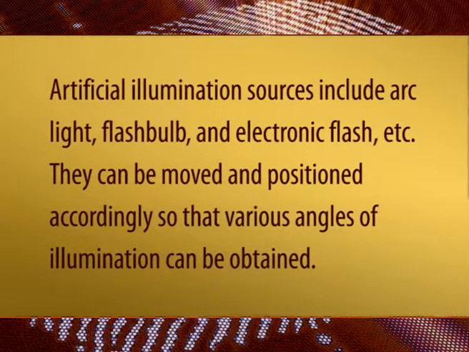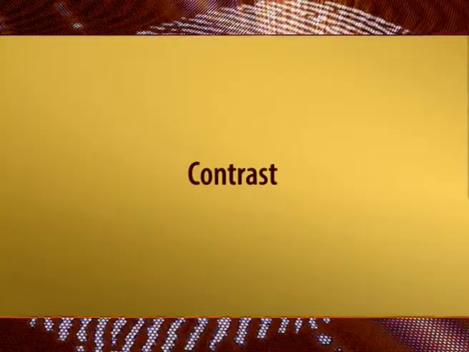Artificial illumination sources include arc light, flash bulb, electronic flash, etc. They can be moved and positioned accordingly so that various angles of illumination can be obtained. Control of the illumination angle is difficult when available light such as sunlight or normal room light is being relied upon for the exposure. Thus, artificial illumination is preferred when control of the angle of illumination is important. For this, one should try different angles if one is not sure which angle of illumination is to be used.